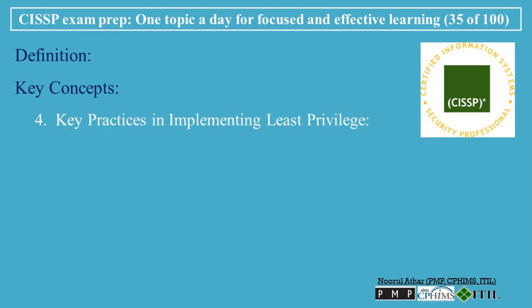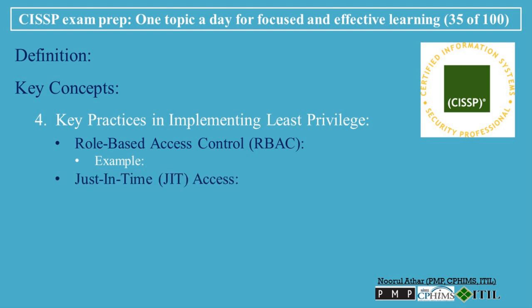4. Key practices in implementing least privilege. Role-based access control, RBAC: access is granted based on a user's role within the organization. Roles are defined according to job functions, and users are assigned to these roles, which have specific permissions. This ensures that users can only access the resources necessary for their job. Example: a system administrator may have access to manage servers, while a database administrator has access to manage databases. Neither has access to each other's resources unless explicitly required.